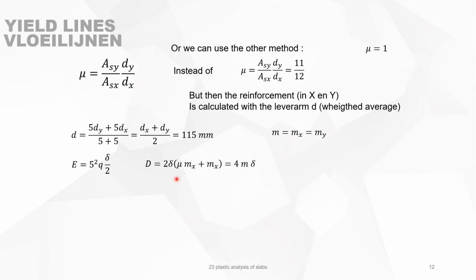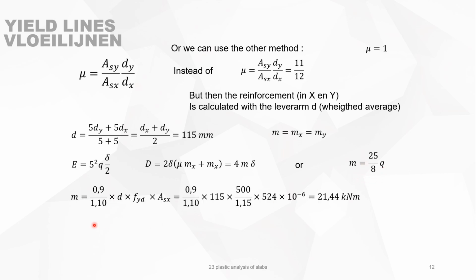We calculate E again, we have calculated D, and we find that m is 25/8 times Q. And now we know that m is equal to the reinforcement divided by 1.1 multiplied by the yield strength of steel and multiplied by the lever arm D. The D now is the weighted average. And then you see that the bending moment is 21.44, and Q, the maximum total load of the slab, is 6.86, which is exactly the same as in the previous method. So you can choose between the two methods how to tackle the problem.